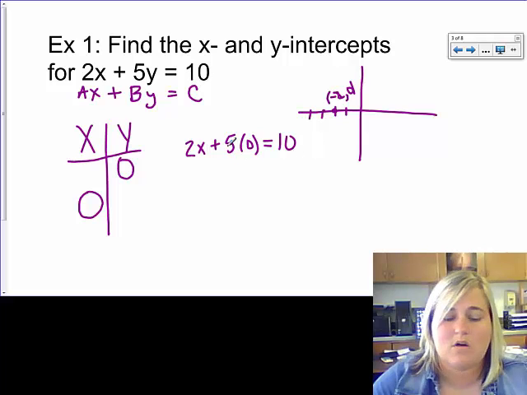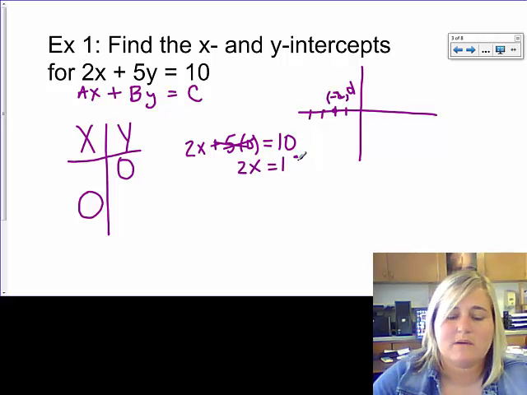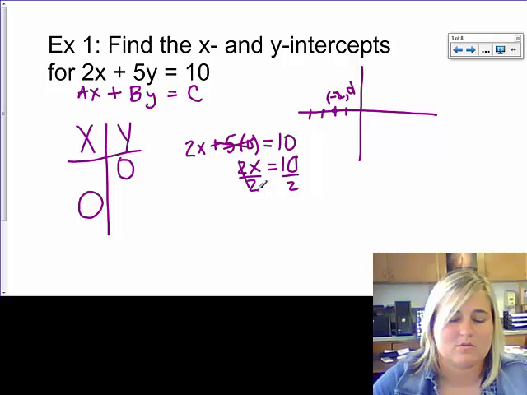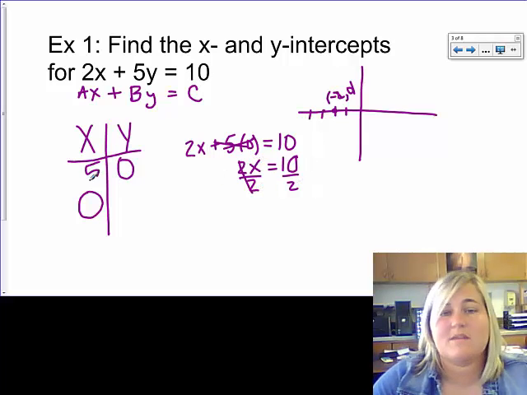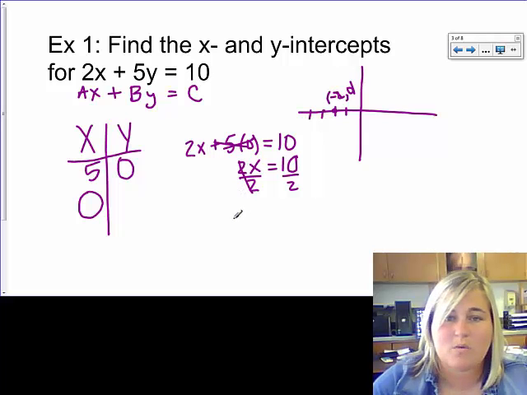5 times 0 gives us 0. So all I'm left with is 2x equals 10. Okay, so to get x by itself, I know my properties of equality, so I know I can divide by 2 on both sides. That gives me that x is equal to 5. I'm going to do the exact same thing, except this time I'm going to find the y-intercept, and to find the y-intercept, I must plug in 0 for x.